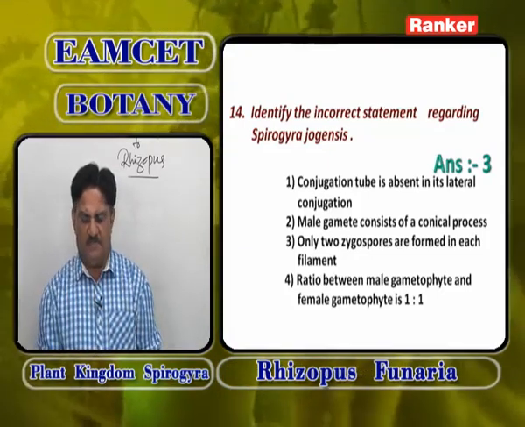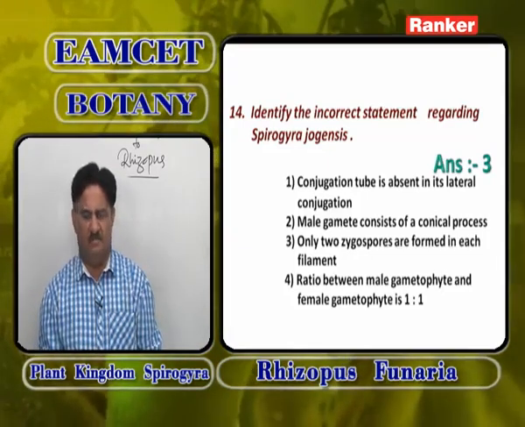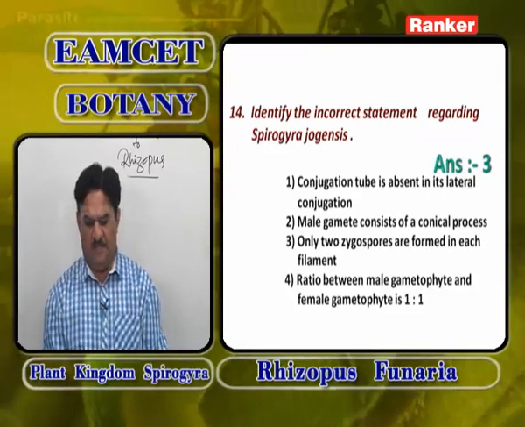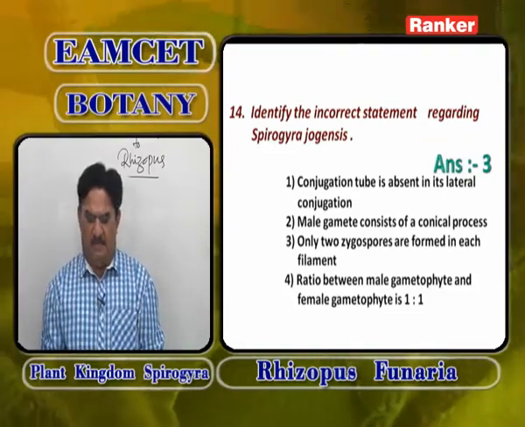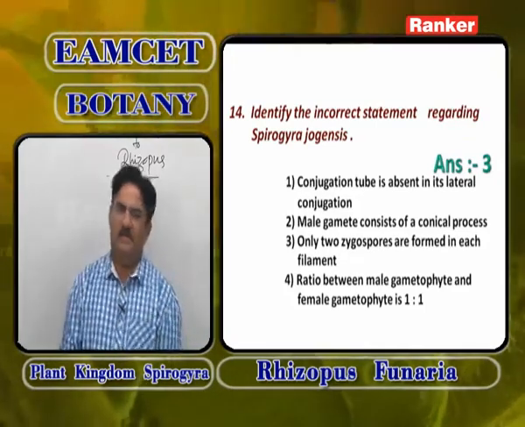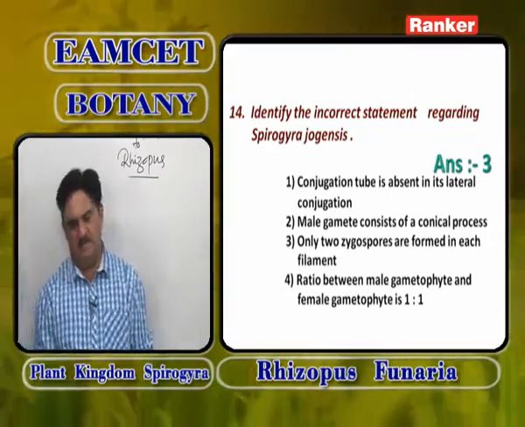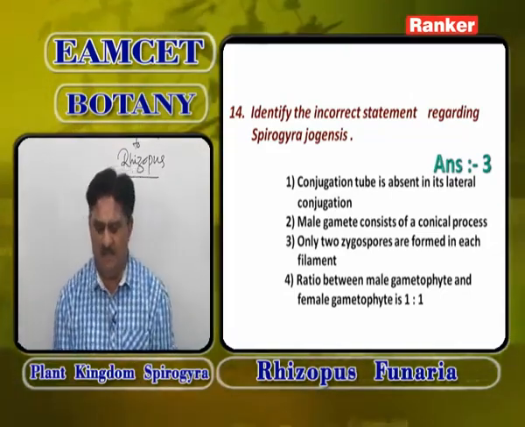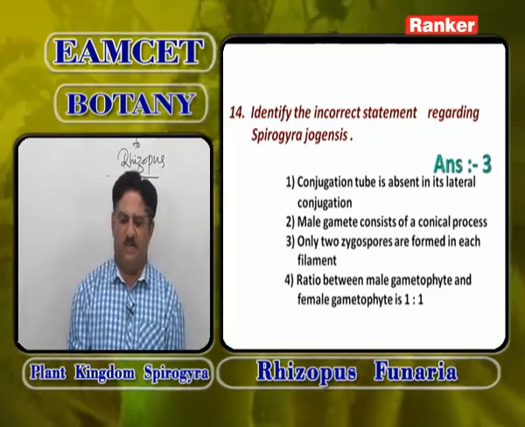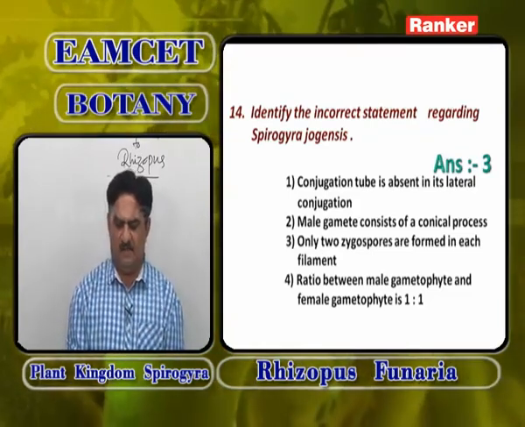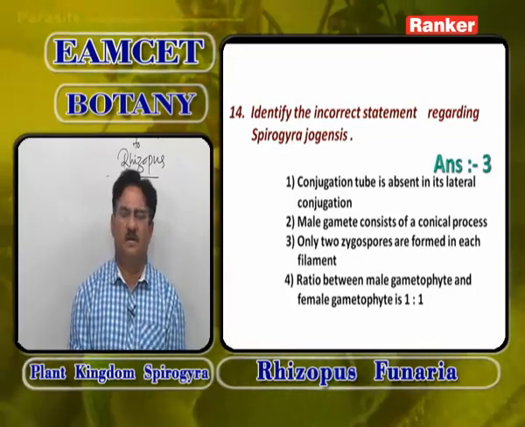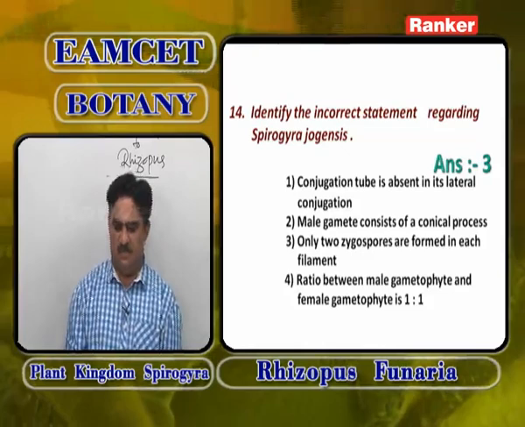Only 2 zygospores are formed in each filament. This is wrong. Always only 1 zygospore is formed in each filament. Ratio between male gametophyte and female gametophyte is 1:1. Male gametophyte is filament, female gametophyte is zygospore or any other thing. It is definitely only 1 male gamete and 1 female gamete is formed, so 1:1. So identify the incorrect statement regarding Spirogyra jogensis is 2 zygospores formed in each filament is wrong. In any filament only 1 zygospore is formed.